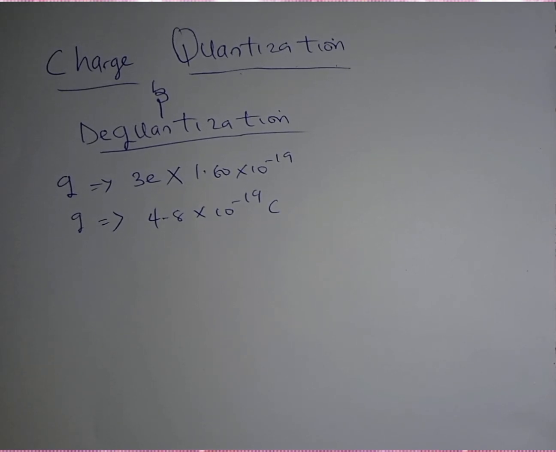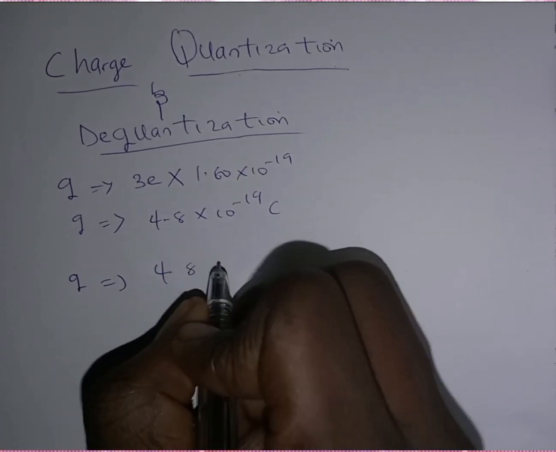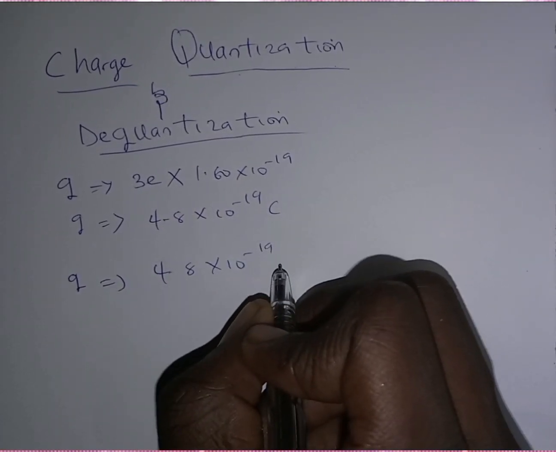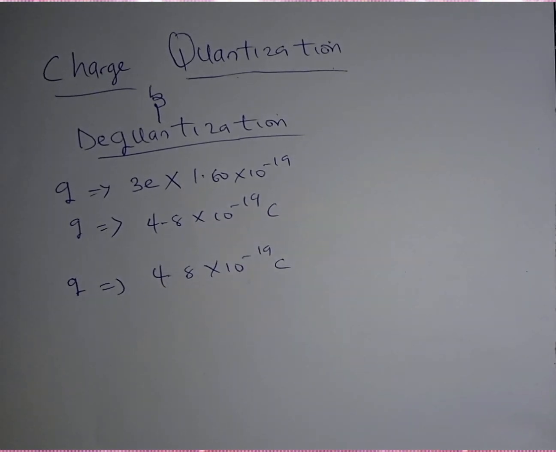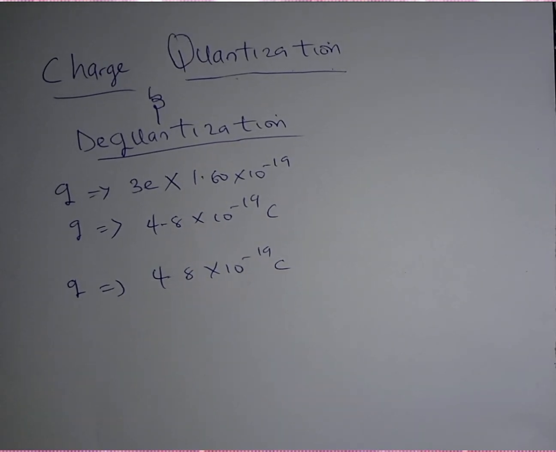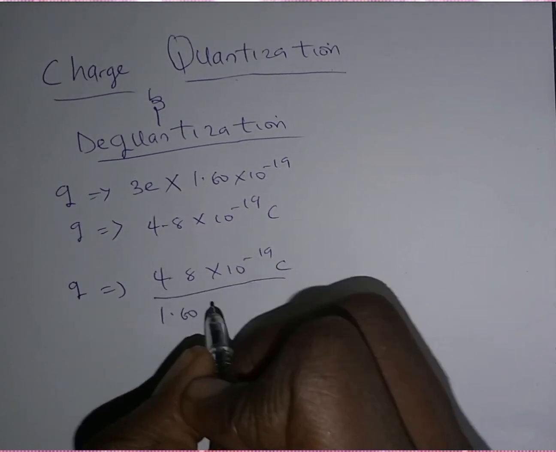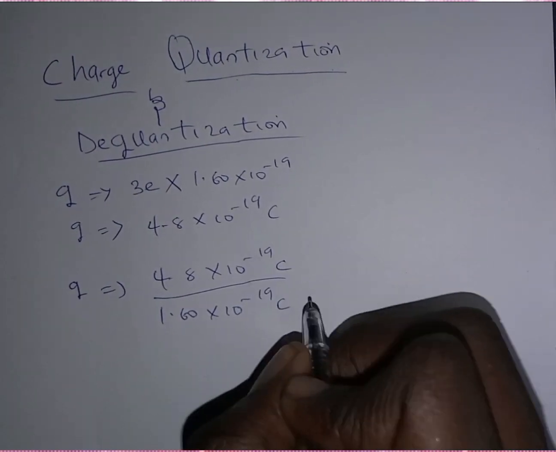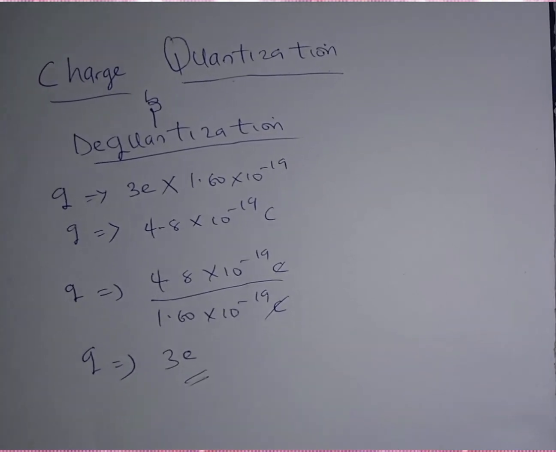Now how do I dequantize a charge? Let's say I'm given the value 4.8 times 10 raised to the power minus 19, and I'm asked to look for the electrons in this charge. When you are asked to look for electrons in a charge, you are asked to dequantize the charge. So we divide this by the standard charge, which is 1.60 times 10 raised to the power minus 19 coulomb. Coulomb cancels coulomb. Once I do this, I will have my 3 electrons back.